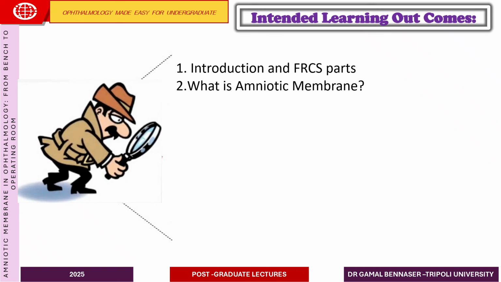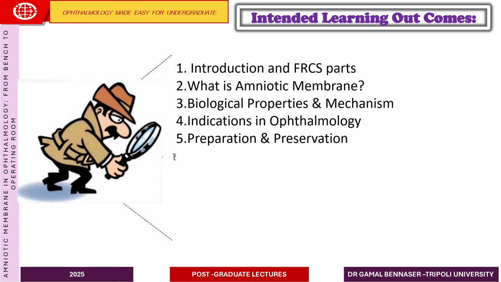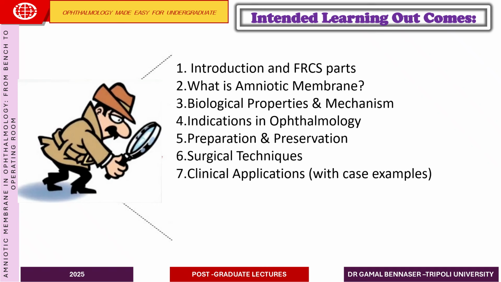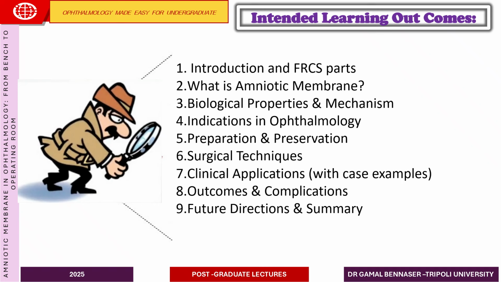So we will speak about the importance of this subject in different parts of the FRCS and among the different syllabus of the FRCS. We'll speak about the meaning of amniotic membrane, biological properties and indications of use in ophthalmology, also how to prepare and preserve the amniotic membrane, and then the different surgical techniques and clinical applications, the outcomes and complications, and future direction and the latest advances in amniotic membrane therapy, and finally the references. I would like you to enjoy this lecture and concentrate carefully. This is a very hot topic that each candidate in the postgraduate section should be aware of.